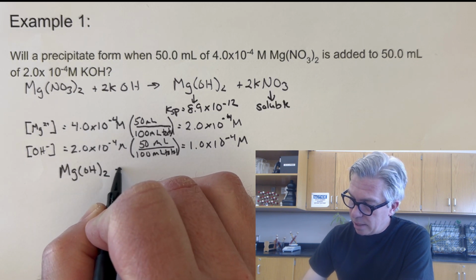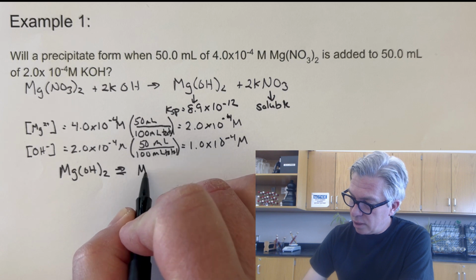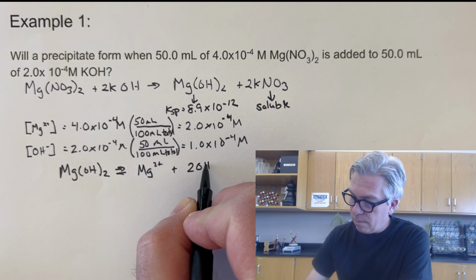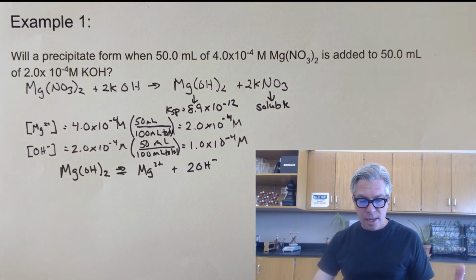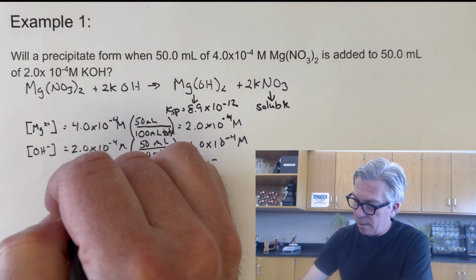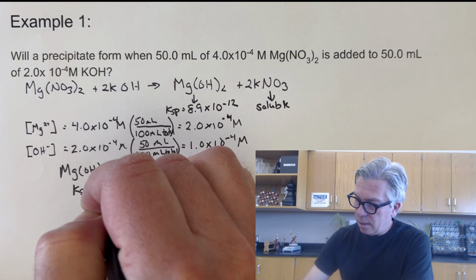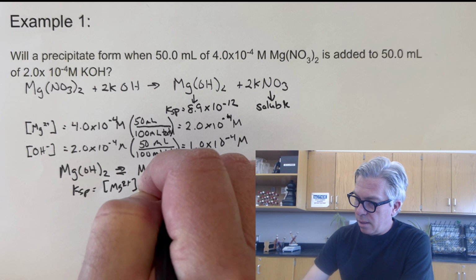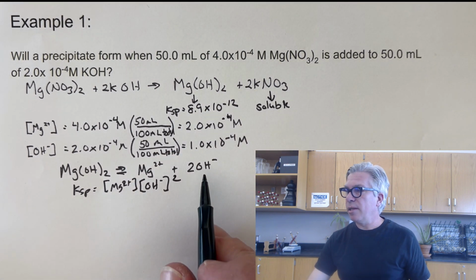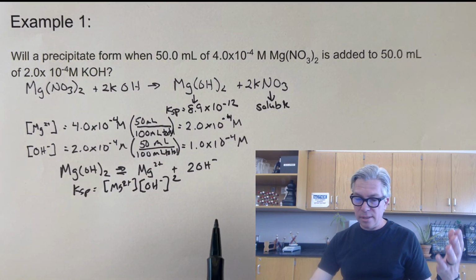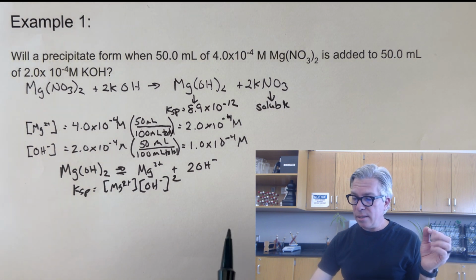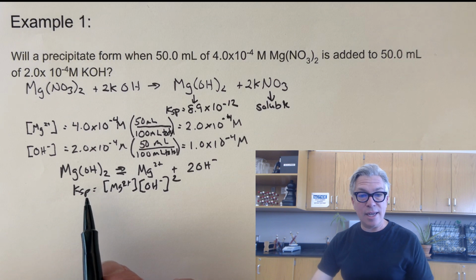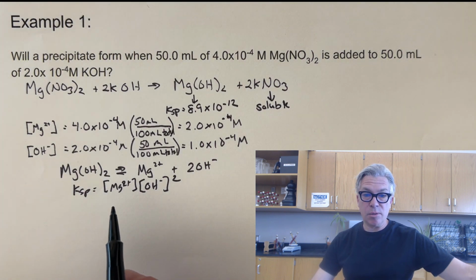If there's magnesium hydroxide in the solution, it will dissociate slightly into magnesium and hydroxide. And the KSP expression for this would be magnesium 2 plus and the OH ion squared, because there's a 2 in front of that. And now we don't know if this thing is at equilibrium, or if it's trying to get to equilibrium, or if it's gone beyond equilibrium and has to come back.